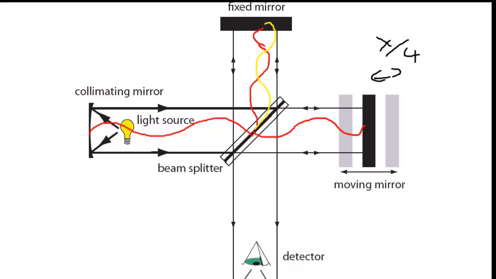Since this is the quarter wavelength, it's going to take a quarter of a wavelength extra to get to the mirror, and an extra quarter of a wavelength to travel from the mirror back again. So it's actually a half wavelength difference. So this is going to be exactly out of phase with the wave that comes from the fixed mirror. So when they recombine, they're going to be exactly out of phase and we get destructive interference.